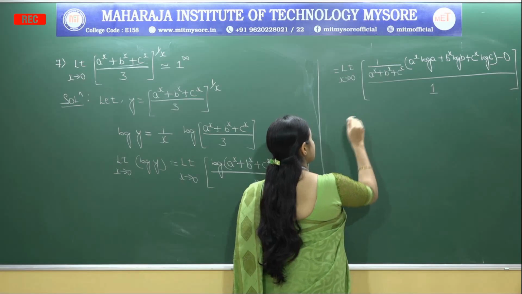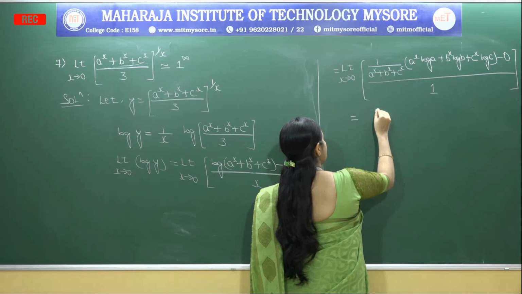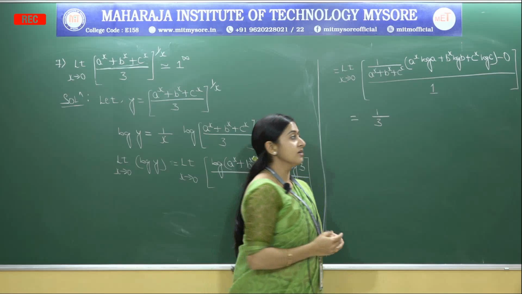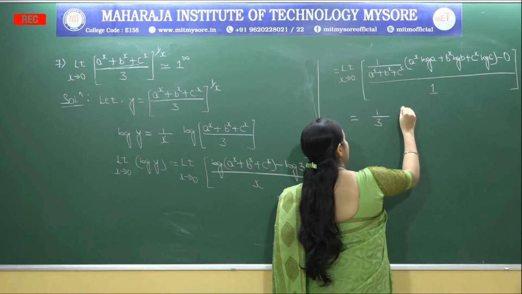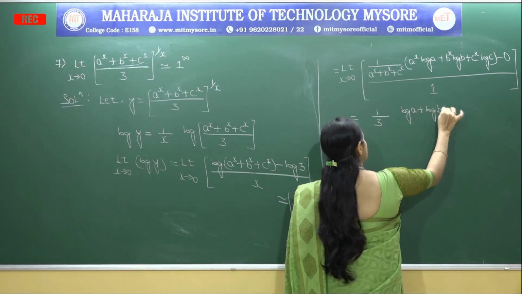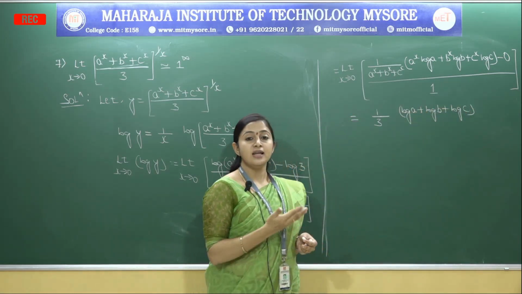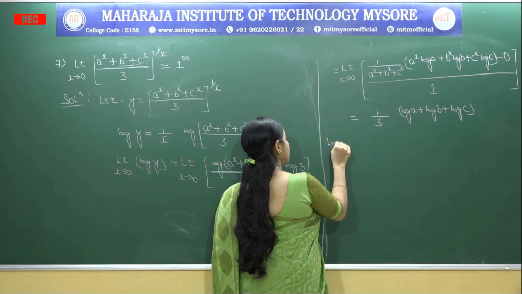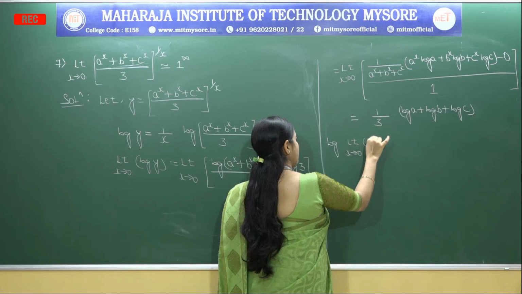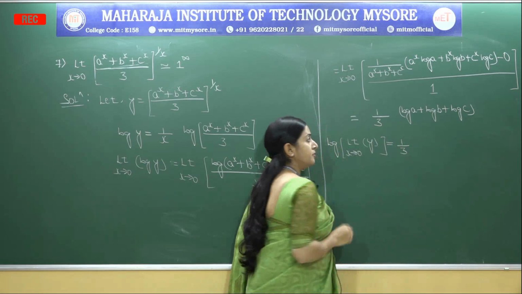So the limit as x tends to 0, first part 1 by (a power 0, b power 0 and c power 0), you will get 1 by 1 plus 1 plus 1, you will get 1 by 3 as the answer. Similarly second part, a power 0 is 1, keep the log a, b power 0 and c power 0 is 1, you will get the log c. Left part, you interchange the log with limit, log of limit y as x tends to 0 equals 1 by 3 times.